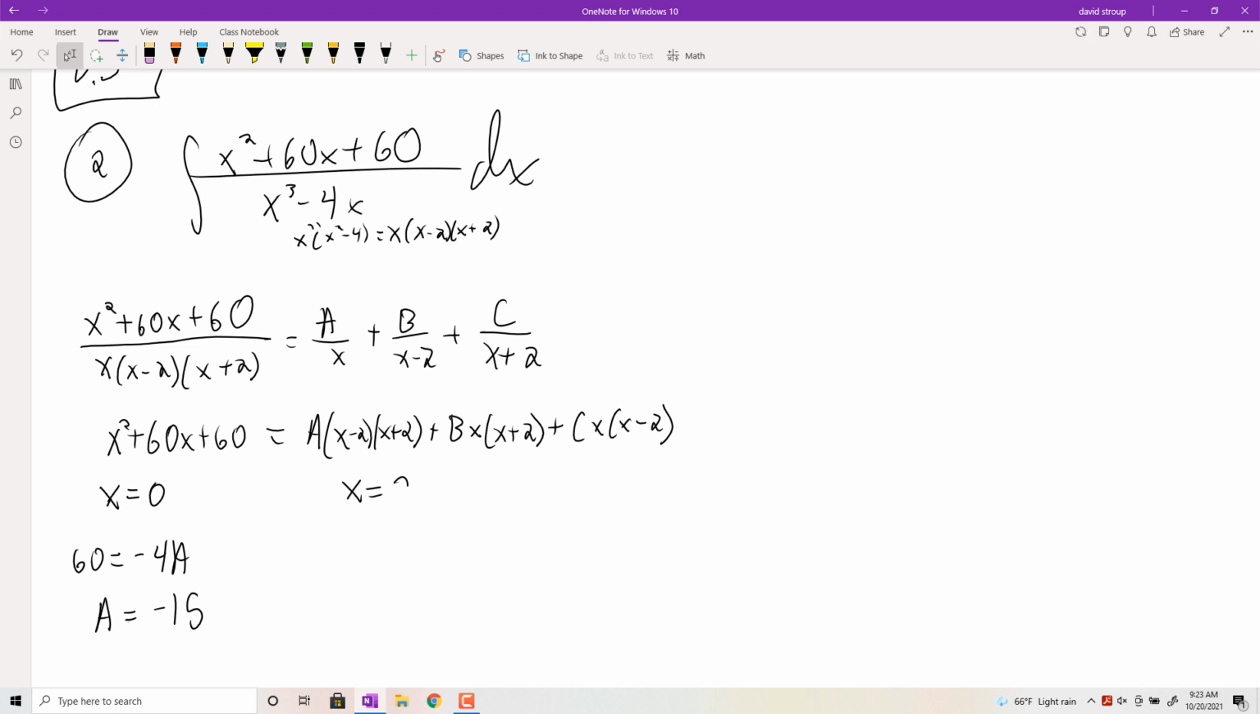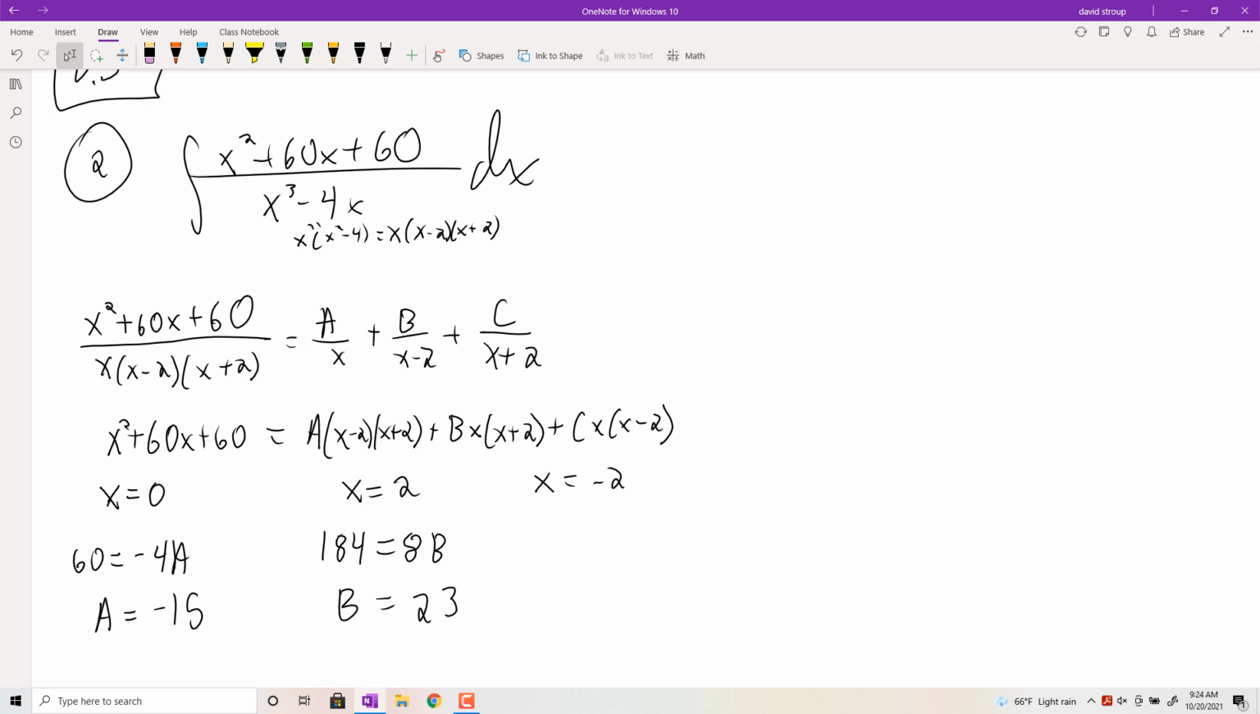Plug in x equals 2, so I'd have 4 plus 120 plus 60, so 184. And then on the right side, the a times 0 times 4 would be 0, plus b times 2 times 4 would be 8b, and then c times 2 times 0 would be 0. So you get 184 equals 8b, so b, if you do the division on your calculator, is 23.